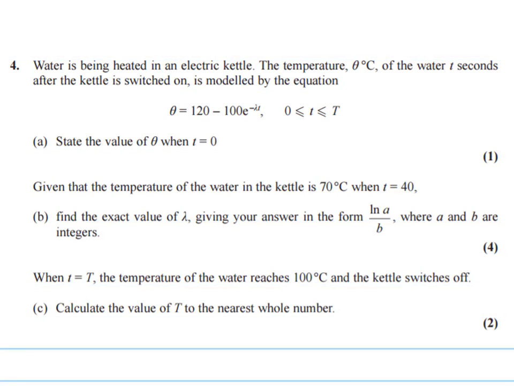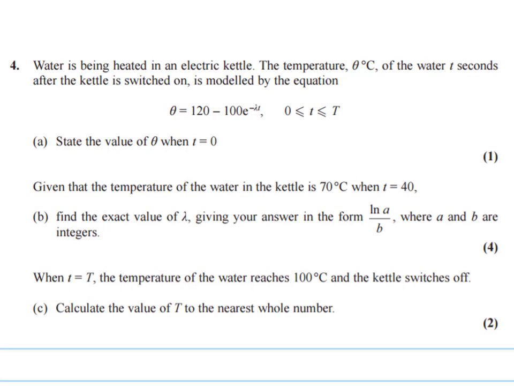Problem 4. Water is being heated in an electric kettle. The temperature, theta degrees Celsius, of the water t seconds after the kettle is switched on is modeled by the equation theta equals 120 minus 100 e to the negative lambda t, where 0 is less than or equal to t is less than or equal to capital T. Part A. State the value of theta when t equals 0.